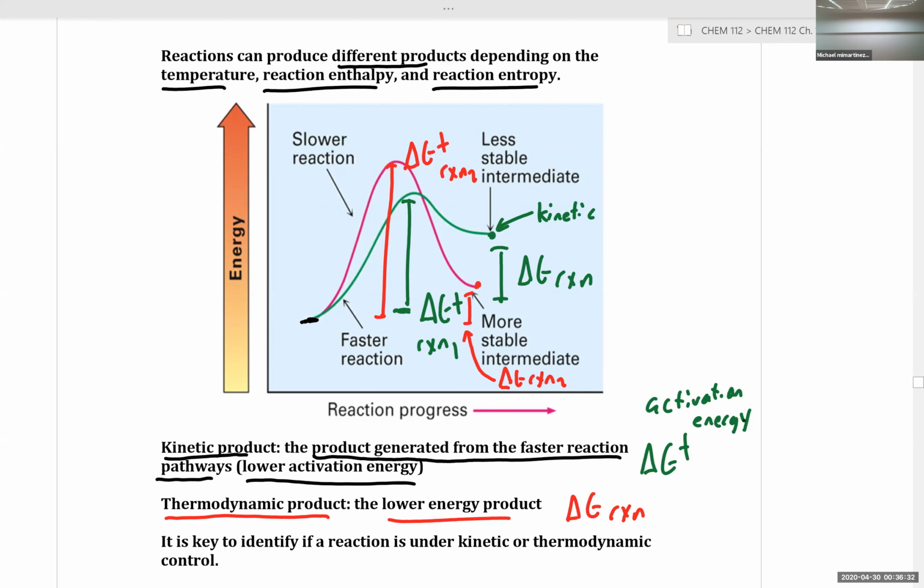Okay, does everyone understand the distinction between thermodynamic and kinetic product? Is everyone comfortable with this idea so far? Everyone's pretty quiet in the chat right now.